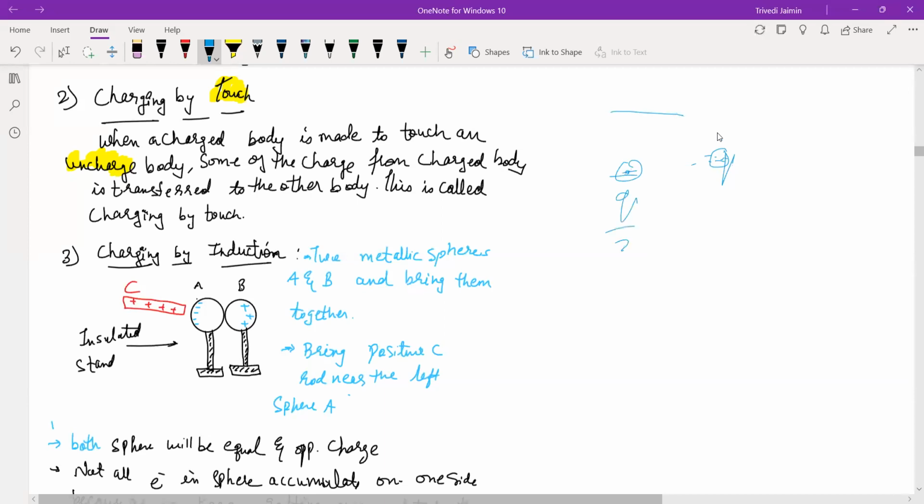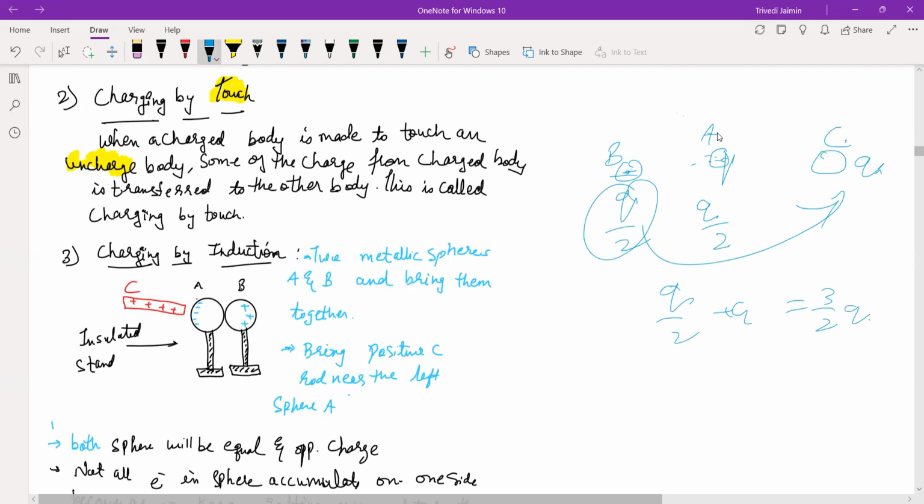So it will have q by 2 and this will also have q by 2. This is B, this is A. If A is touching B, it will become q by 2, q by 2. It will divide equally. And after that, if it is touching the C part, which is also Q, this will be q by 2 plus Q, which is 3 by 2 Q.